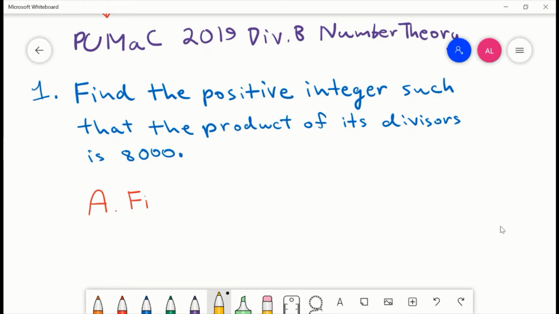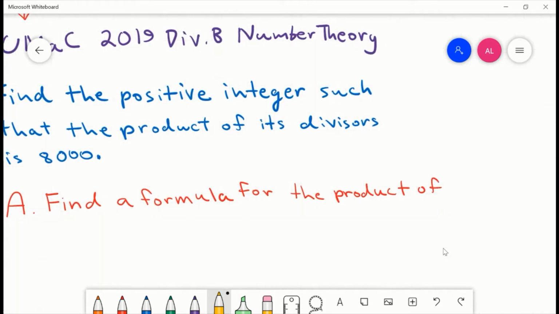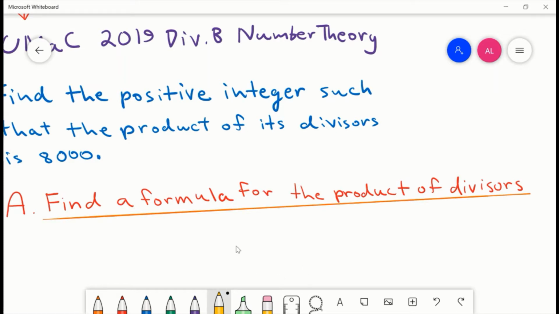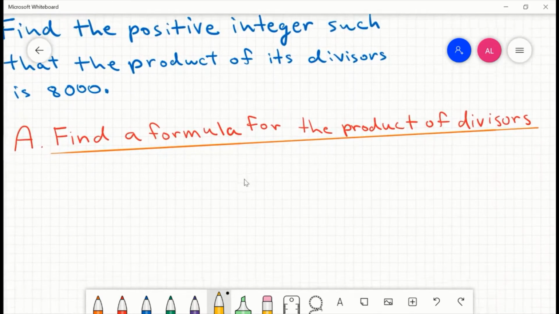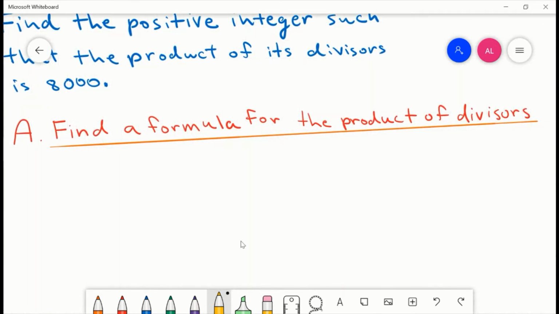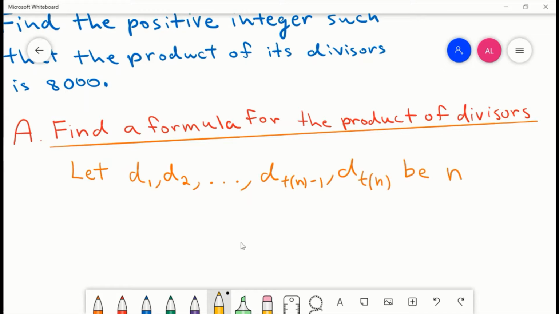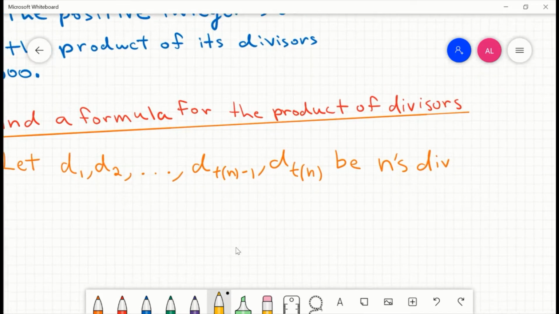So let's see. The first step is to find a formula for the product of divisors. So that's the first key step that we will have to do. In order to find a formula for the product of its divisors, why not come up with some representation of the divisors themselves? So what we're going to do is let d sub 1, d sub 2, and all the way to d sub t of n, which I'll get to later what that means. And they're all n's divisors.